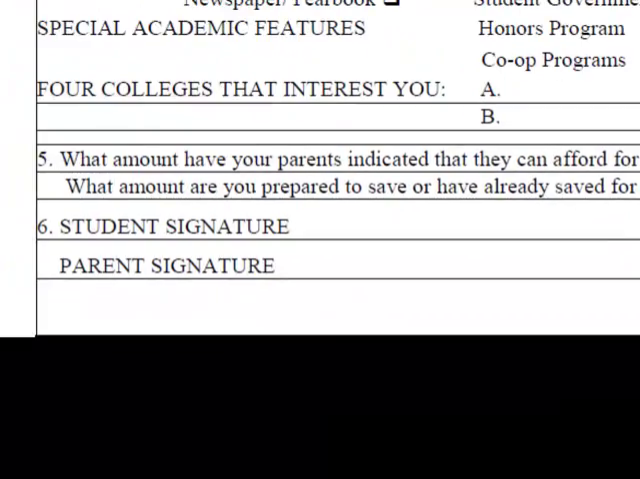Now, this form was designed when I was doing one-on-one consultations with students and parents, so I had the students sign it and the parents sign it as well. You really don't have to do that. This is for your own information.